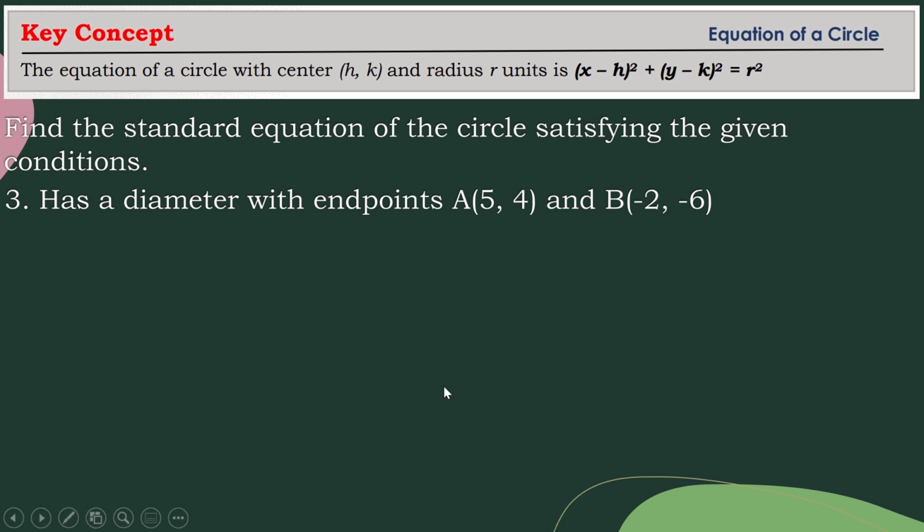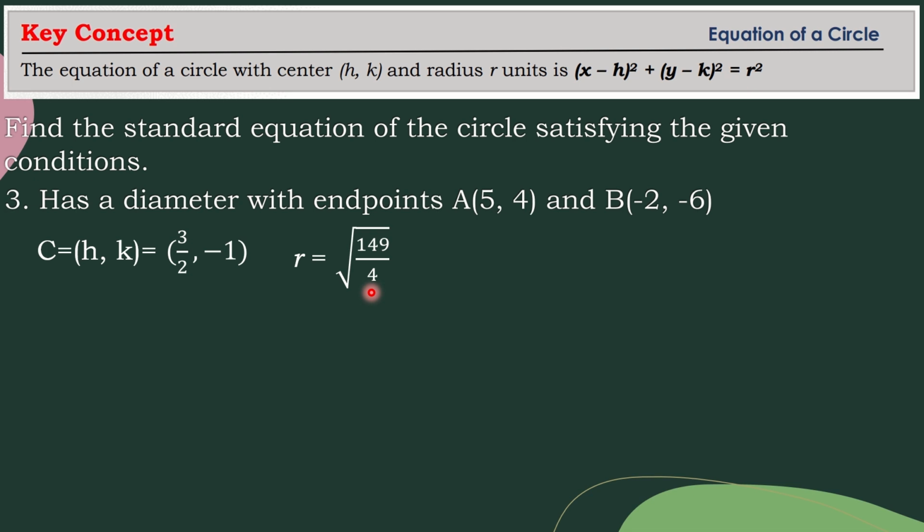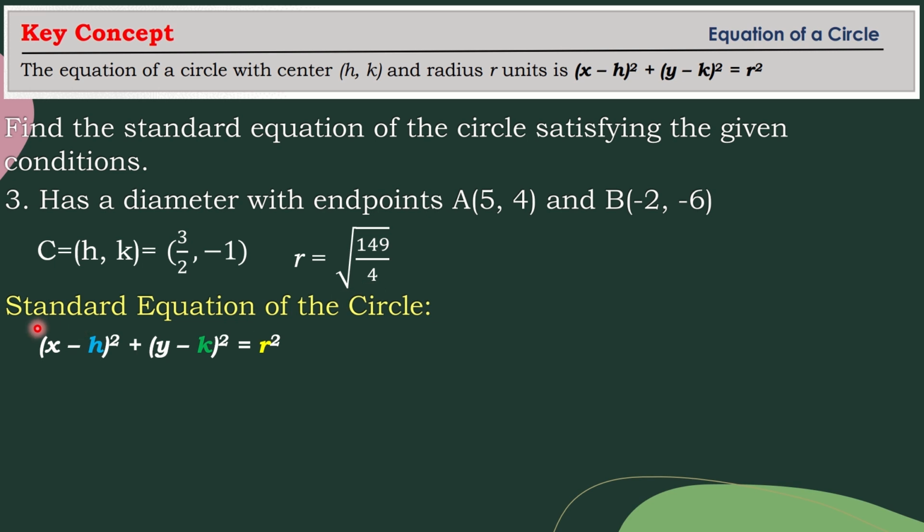Now, since we have already found the coordinates of the center of the circle, which is 3 halves and negative 1, and the radius is equal to the square root of 149 over 4, we can now proceed to its standard equation. So by using this formula, again, we are just going to substitute the values of h, k, and r to this equation.